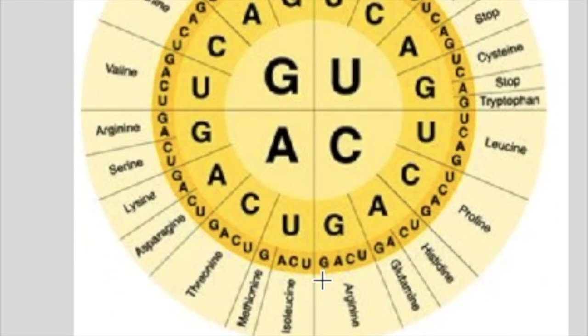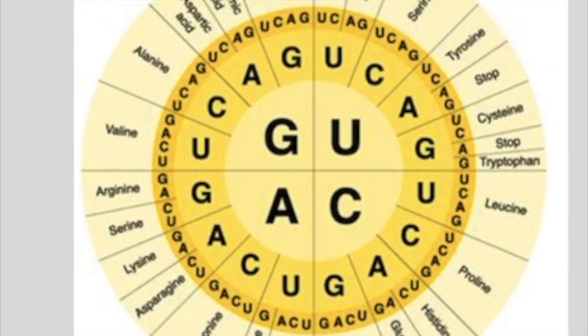Okay, let's try one more example. All right, let's say our codon is UAG. We're going to start in the center with the U. Okay, we're going to go to the next ring out, and we're going to go to the A, and then the next ring out, we're going to go to the G. So UAG, you can see, is a stop codon. So it codes to stop making the string of amino acids to make the protein, and it signals that, okay, it's done. It can stop.